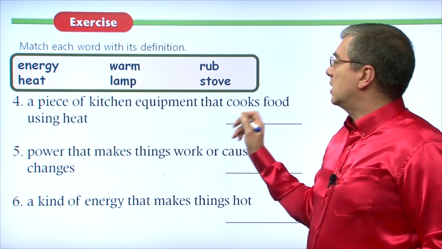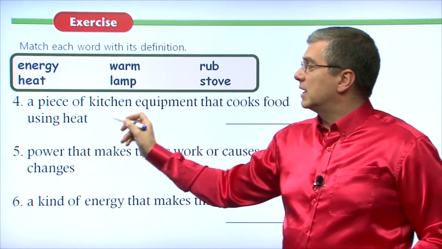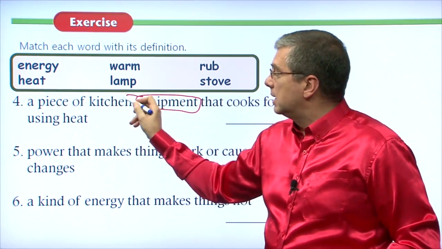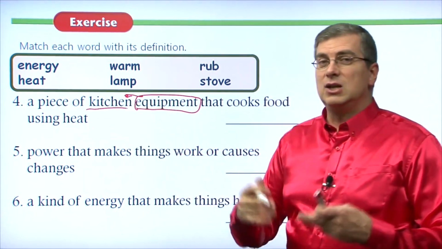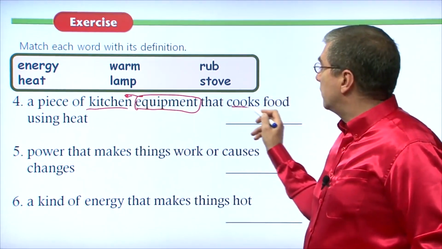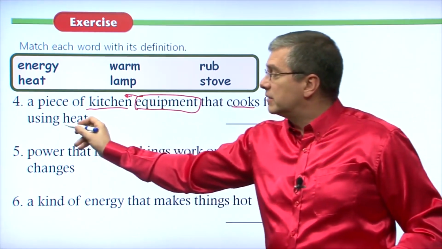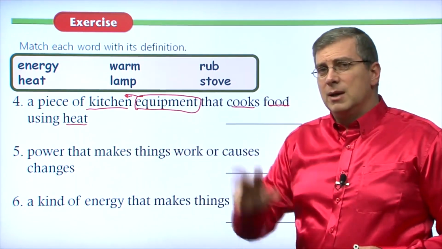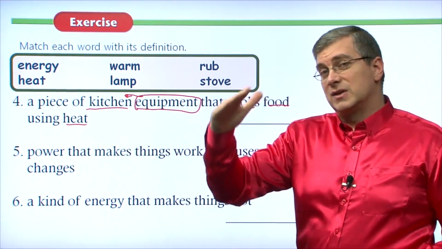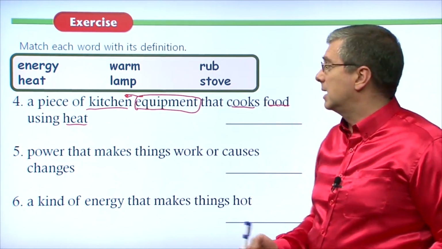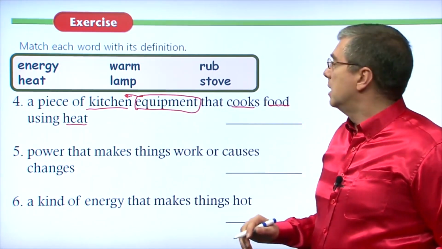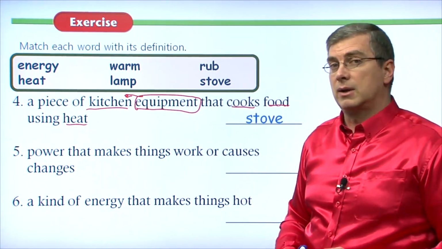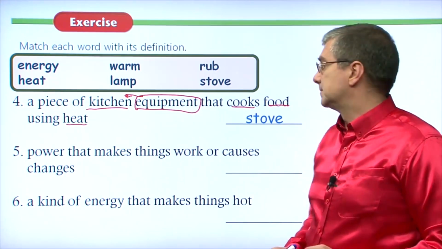A piece of kitchen equipment that cooks food using heat. So we're looking for a piece of kitchen equipment. It's equipment found in the kitchen. It's in your kitchen. You cook food with it, and it uses heat. So what is that? Remember, it's one piece of equipment, but there's two parts to it. There's a top part and a bottom part, right? Of course, we're talking about the top part. We say it's a stove. Remember, the bottom part is called an oven, okay? Top part is a stove.